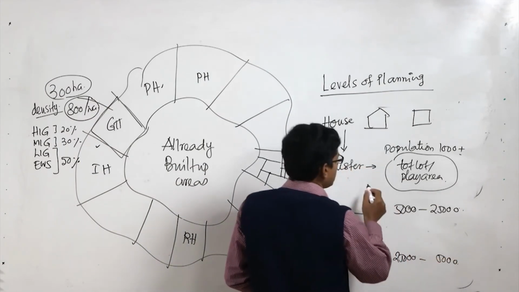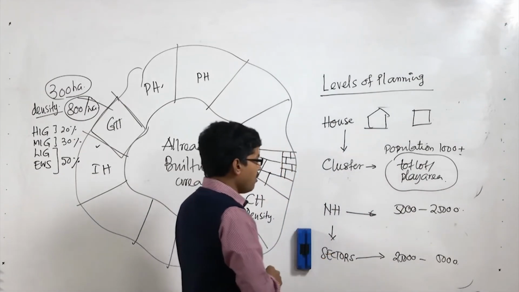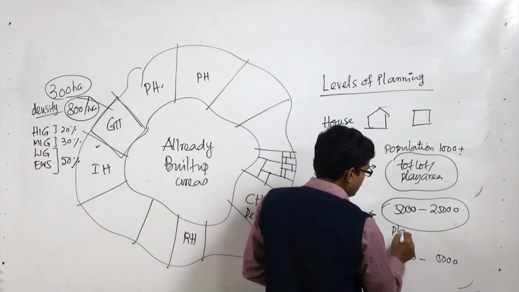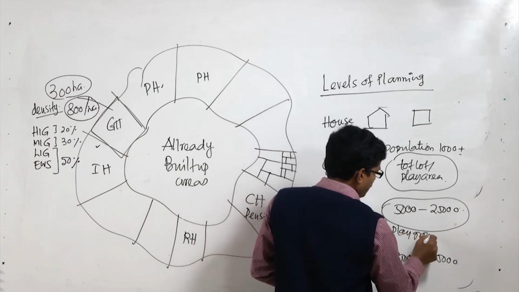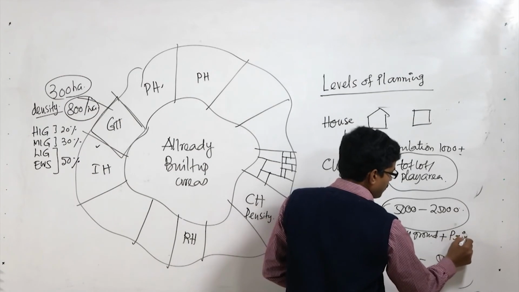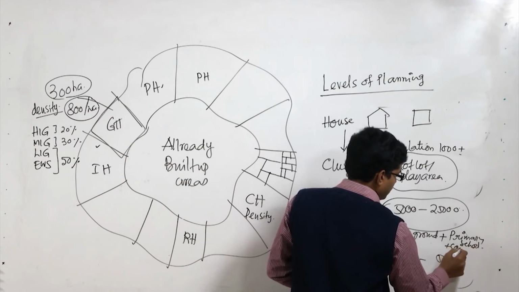So, one cluster is defined by a common tot lot or community area, whereas one neighborhood is defined by one playground for the older children, one primary school and a commercial area.